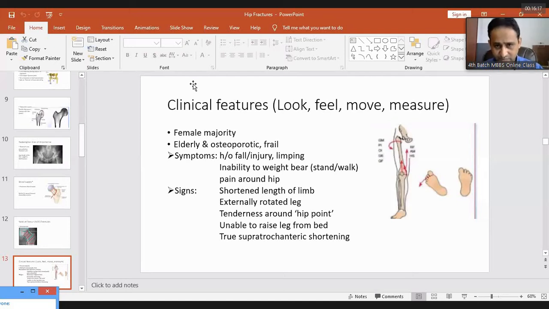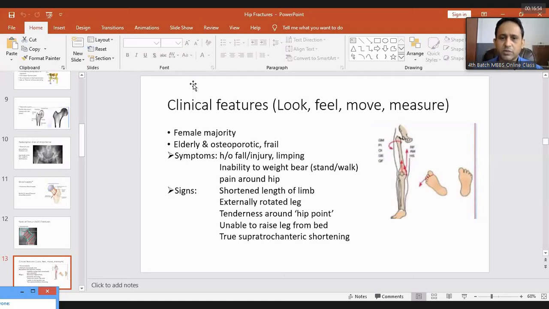They might sometimes present with just limping, pain around the hip joint, and they'll say they are unable to stand or walk on the affected leg. And sometimes, because it's an intracapsular fracture, you don't see much swelling or bruising around the hip joint. So basically, the visible sign will be that the patient has a shortened leg, shortened length of the limb.